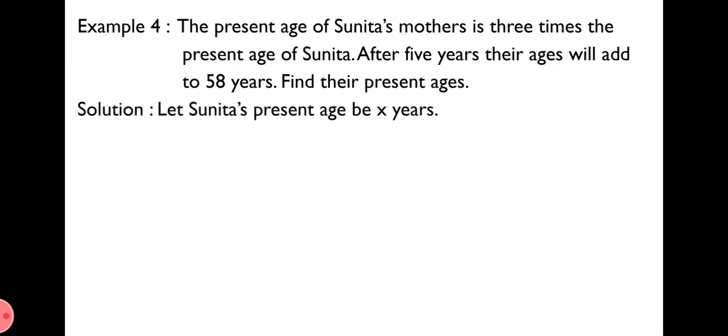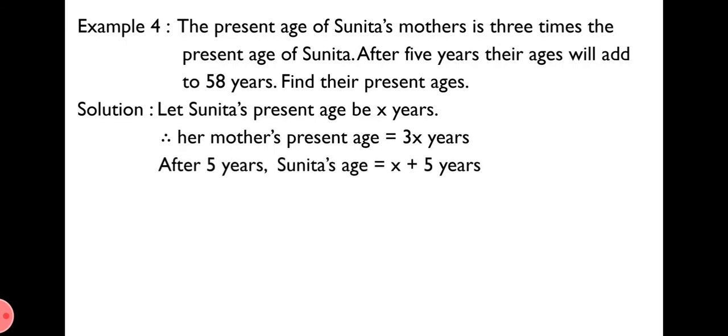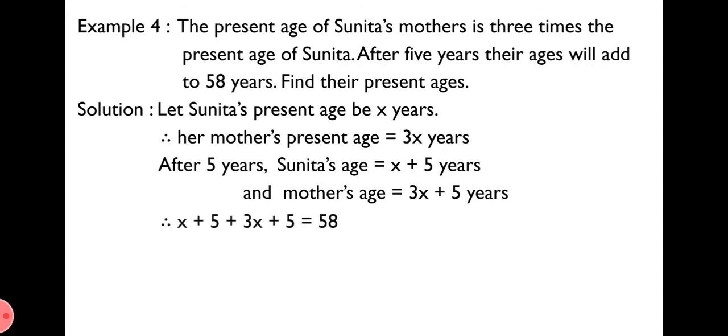So, solution: let Sunita's present age be x years. Therefore her mother's present age is 3x years, because Sunita is x and the mother is 3 times her age. Now after 5 years, we have to add 5 years. So after 5 years Sunita's age will be x plus 5 years and her mother's age will be 3x plus 5 years. It is already given that the sum of the ages after 5 years is 58, so we get x plus 5 plus 3x plus 5 equals 58.